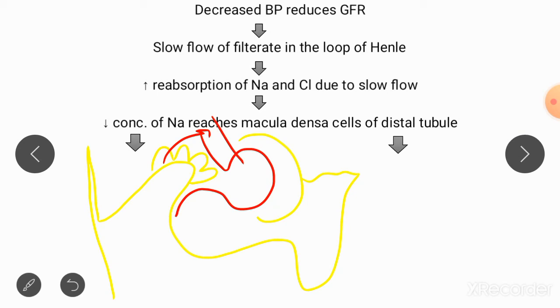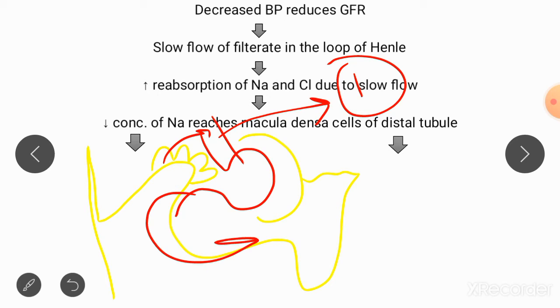So the first step by the macula densa cells is they cause a dilation of your afferent arteriole. Secondly, they stimulate special cells of the afferent and efferent arterioles, known as JG cells, and then JG cells release a special hormone or a special protein which is known as renin.